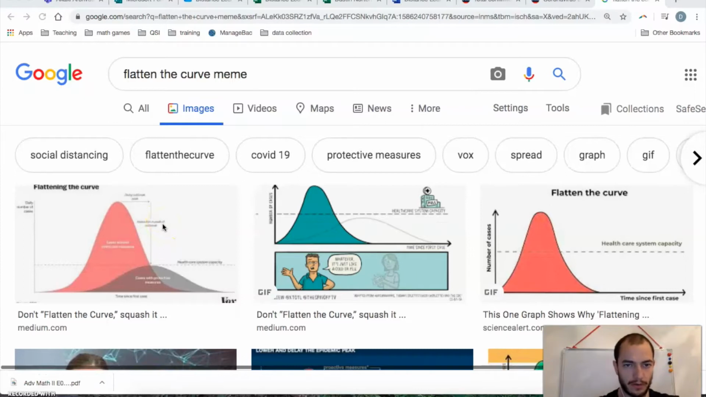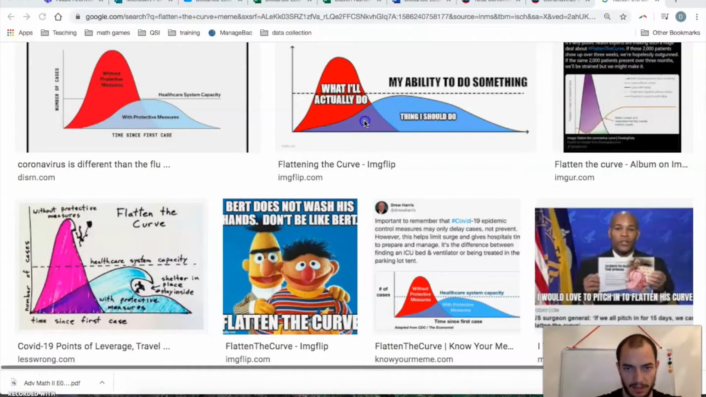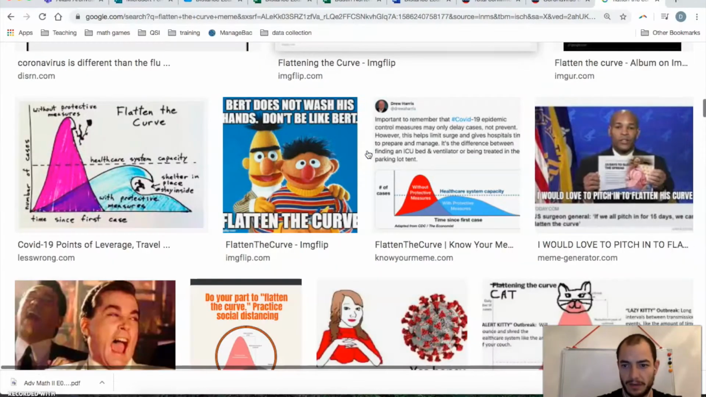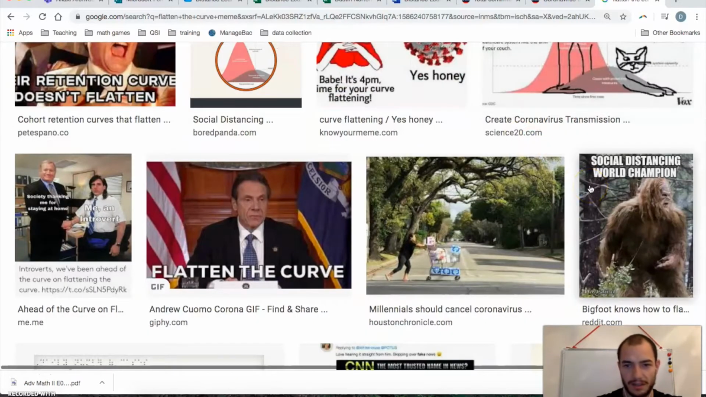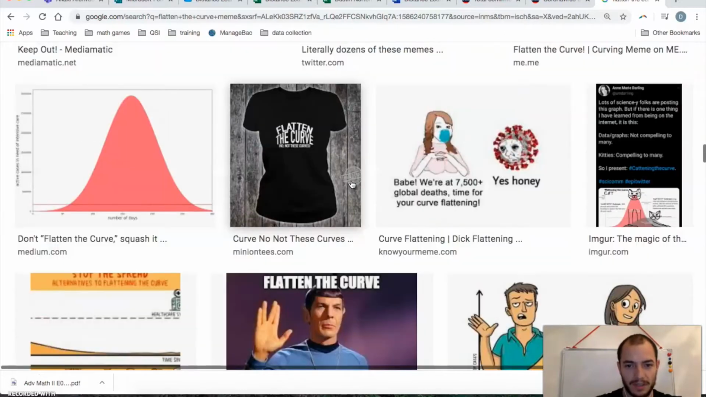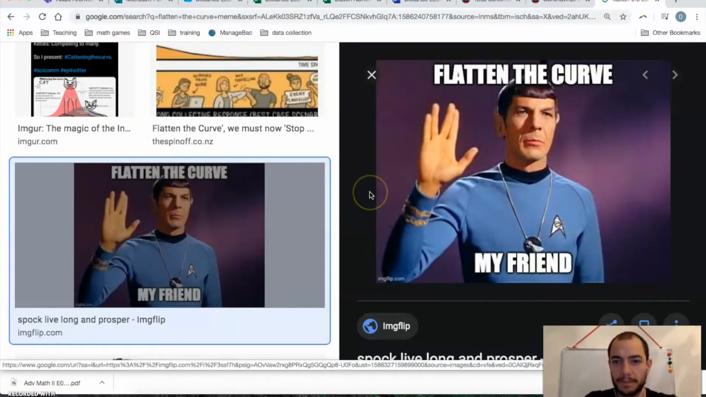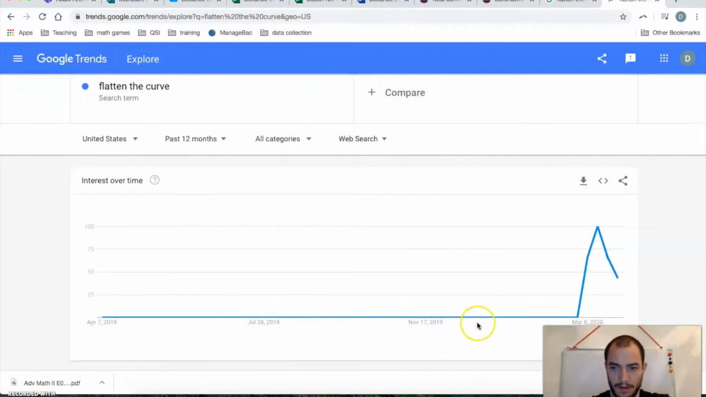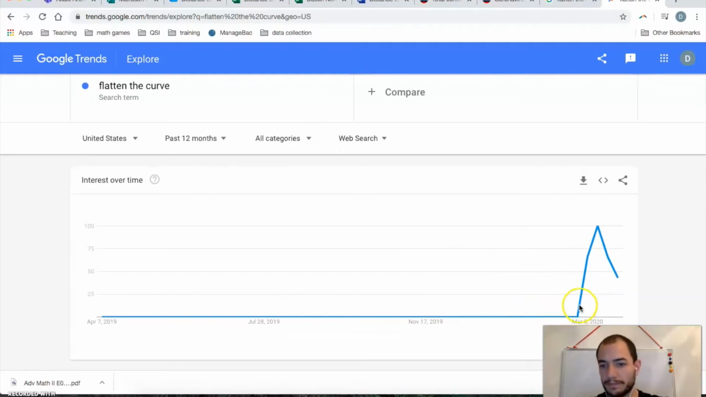A quick search for "flatten the curve" is going to bring up all sorts of interesting memes that have popped up throughout the last couple of weeks, and this term has really exploded in terms of popularity. In fact, if you go to Google Trends, which shows you the number of times that this search term has been used, it really started coming out of nowhere the first week of March.